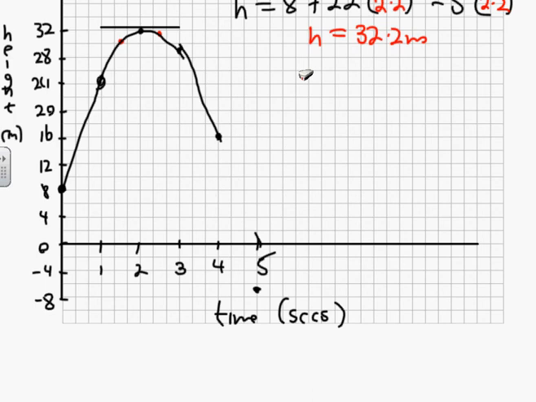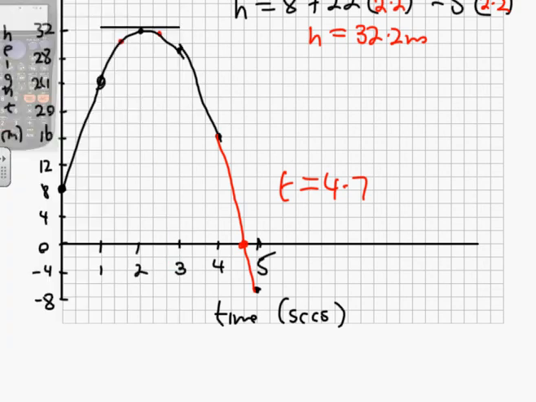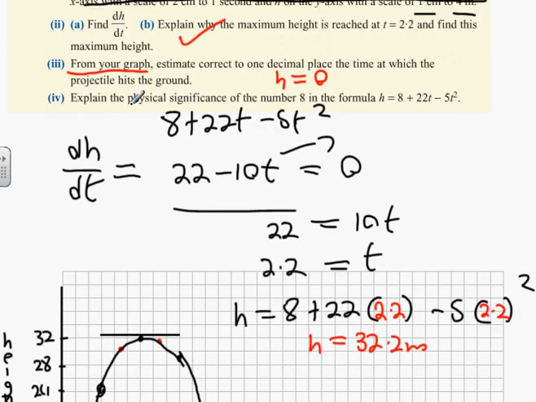Sorry, I drew this wrong. I was meant to go down there, wasn't I? Would you agree with that? So what do you reckon? 4.7. Now, is there any way you could check that on your calculator? You could just find out roughly where it goes to 0. So it's from your graph anyway. So we say t equals 4.7 because this is where your height equals 0, because you have no height above the ground. Finally, explain the physical significance of the number 8 in the formula.